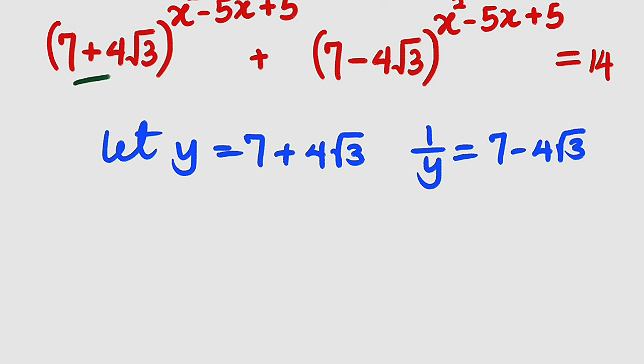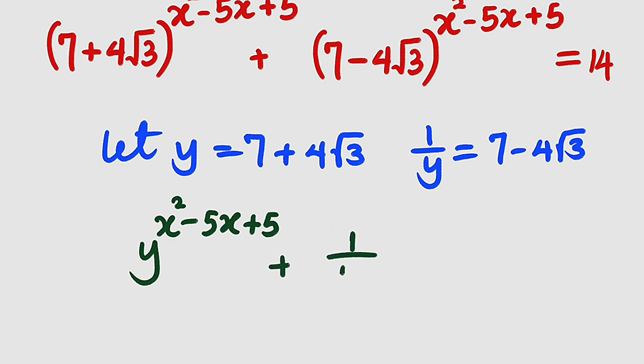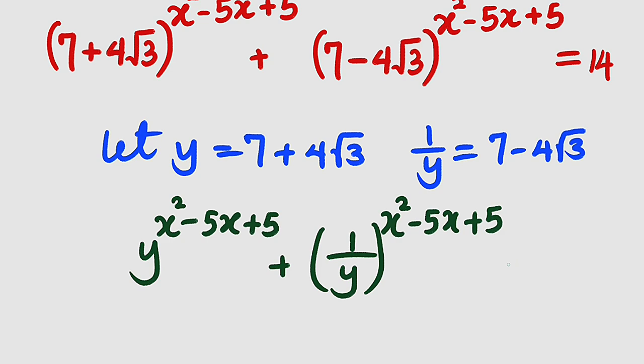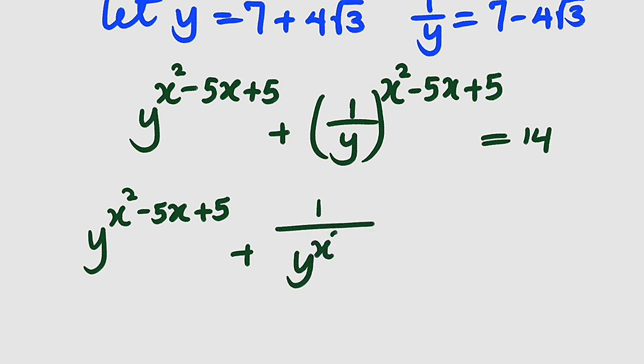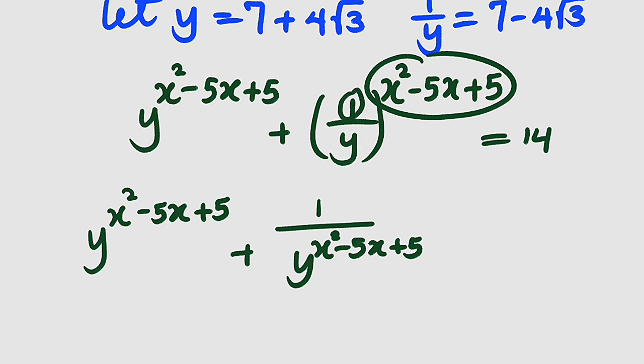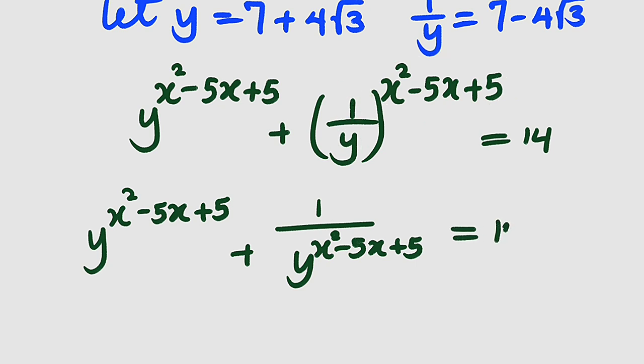So now let us back substitute. This is y, this is 1 divided by y. So we have y raised to the power of x squared minus 5x plus 5 and plus 1 divided by y raised to the power of x squared minus 5x plus 5, and this is equal to 14, right? We have y to the power of x squared minus 5x plus 5, then plus 1 divided by y to the power of x squared minus 5x plus 5, because 1 to the power of this is still 1, right? So we are distributing the exponent upon numerator and denominator, and this is equal to 14.